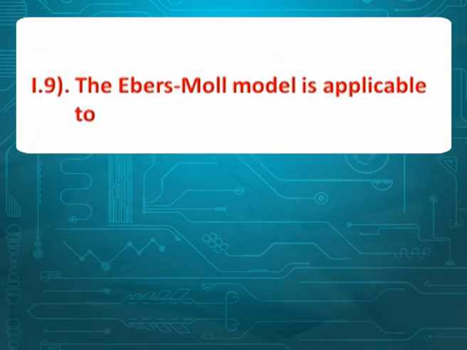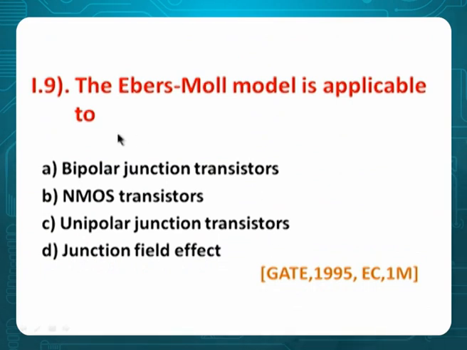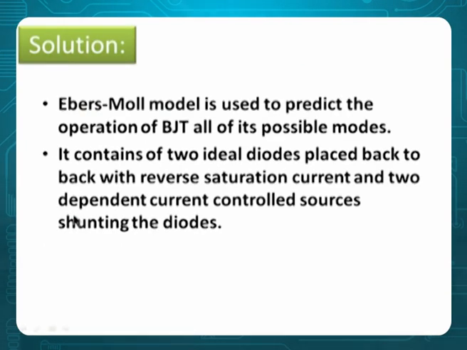Option is B. Question number 9. The Ebers-Moll model is applicable to BJT, bipolar junction transistor, MOS transistor, unipolar junction transistor, junction FET transistor. The option is only for bipolar junction transistor. Therefore, option is A.